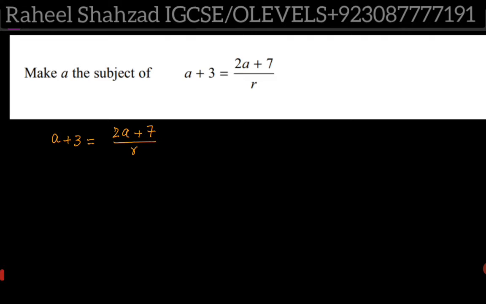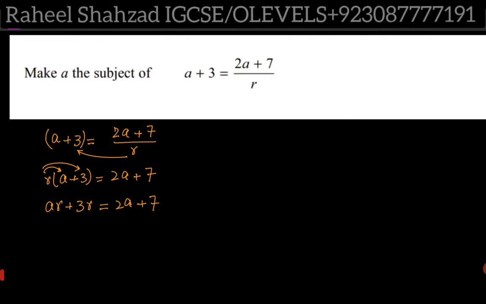So if you have done it, let's continue. R is being divided here. You can take this R to the other side and it will be multiplied. R times (A plus 3) is equal to 2A plus 7, right? Now you can multiply this R inside the brackets. So it is AR plus 3R is equal to 2A plus 7.